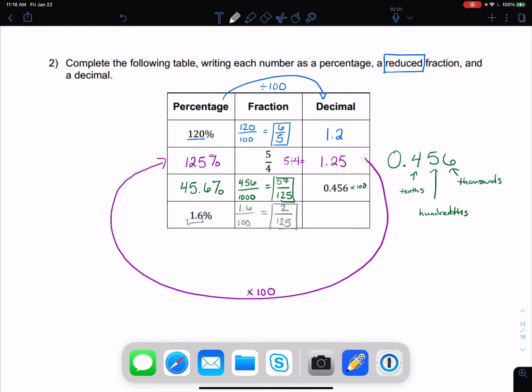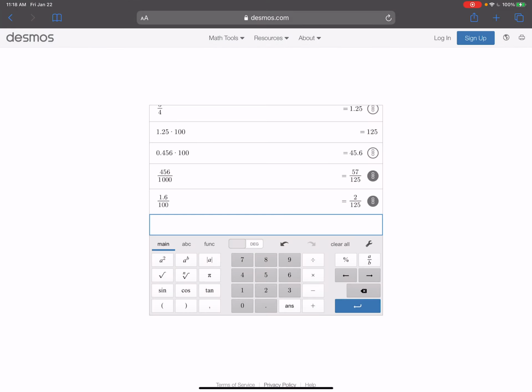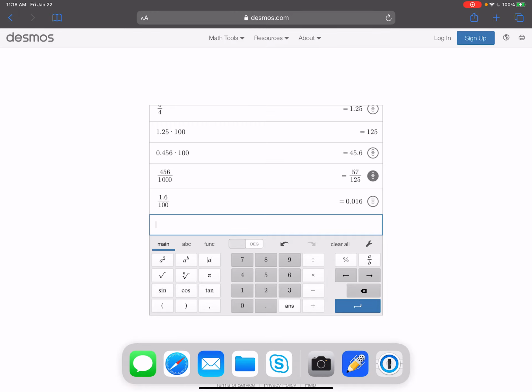And then for that decimal, I can go back to the calculator and just look at it in decimal form. It's 0.016.